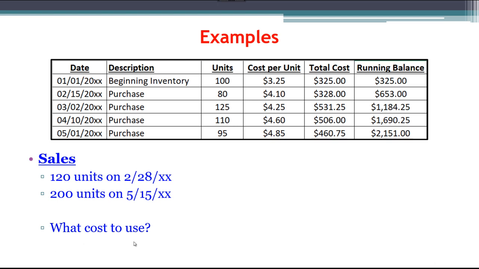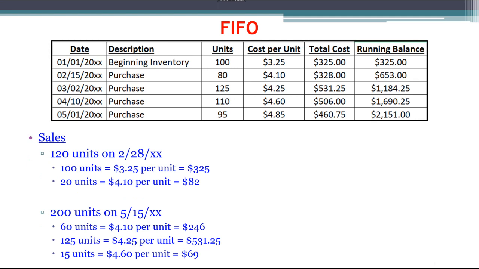So the question is, what cost do we use out of this listing? For FIFO, it's pretty straightforward. We're starting with the oldest cost and working our way forward. If we are trying to sell 120 units, we go to the very first layer and, hey, we have 100 units available at $325, so we'll use those up, and then we have to take 20 units at $410. So we have the cost there.